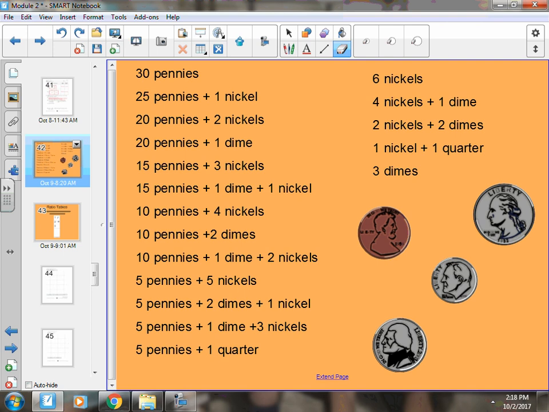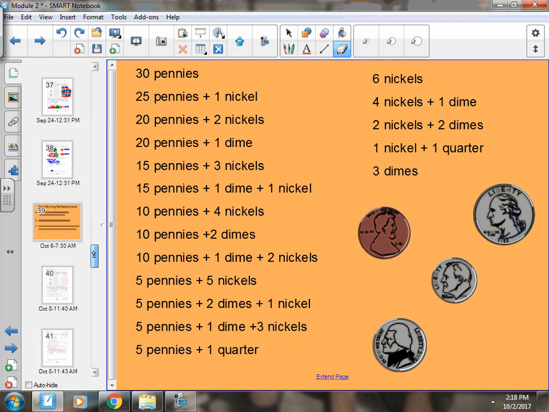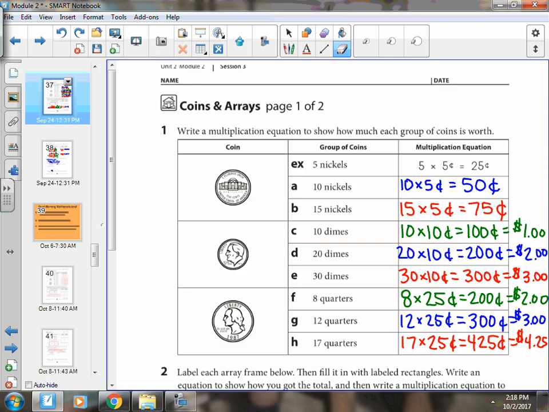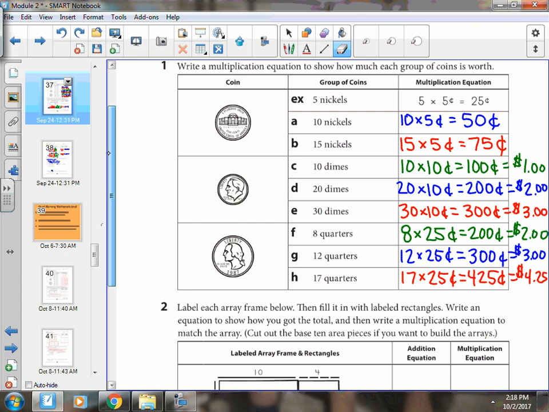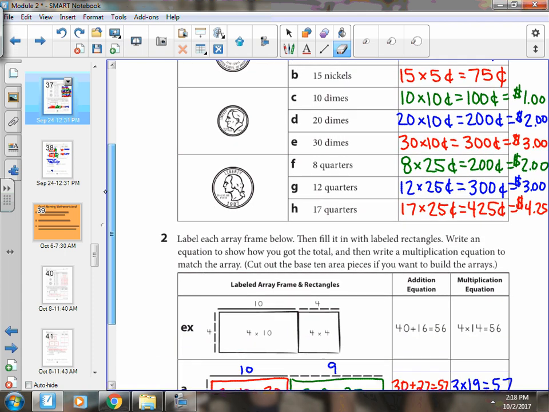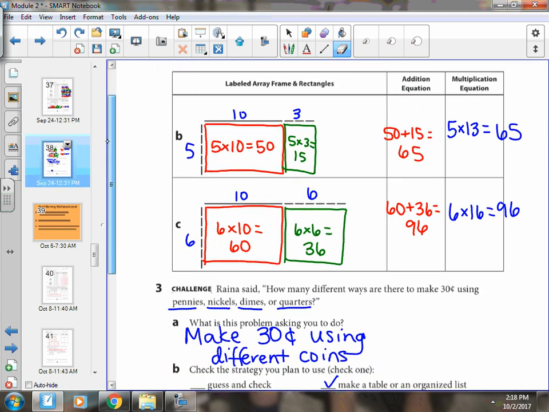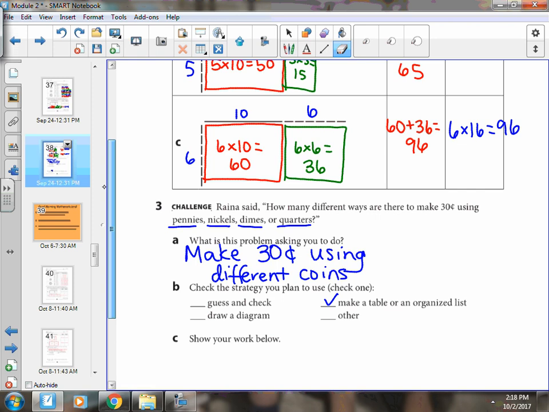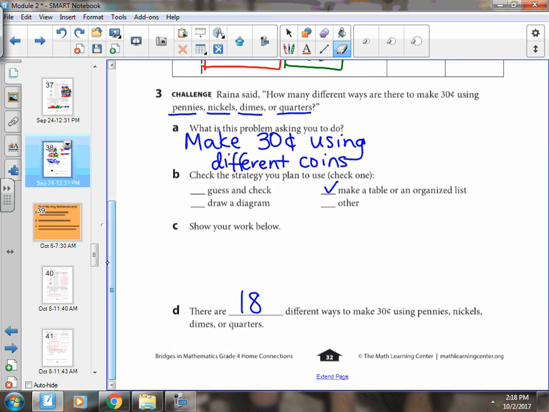All right, let's go back and look at all of the answers for Home Connections 31 and 32. Here are the answers for 31. The answers for 32. And one more time, seeing all 18 ways.